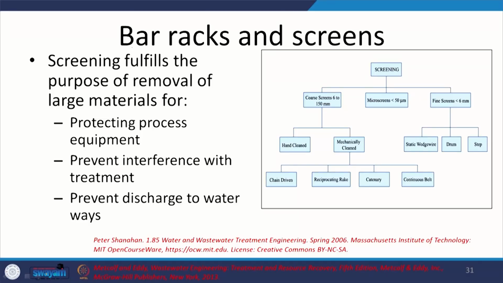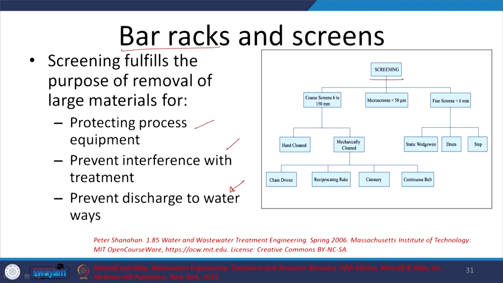So, we have what we refer to as bar racks and screens. We are going to look at the screening out here, right. What is it that it is trying to do? Protecting the process equipment, obviously that is downstream, and it prevents interference with treatment, and also obviously we do not want it to be discharged into the streams or the rivers.